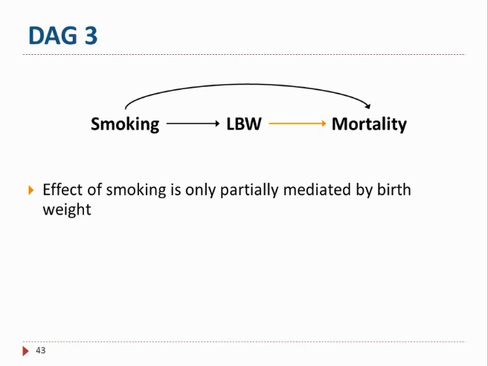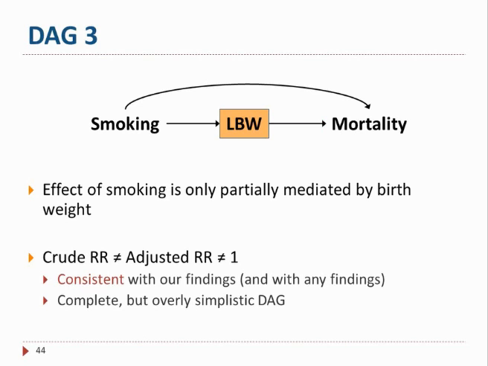So what if we add an arrow here? What if the effect of smoking is only partially mediated by birth weight? So there is some of this where smoking affects low birth weight. Low birth weight is associated with mortality. And there's some direct effect of smoking on mortality. Here, when we adjust for low birth weight, we'll see some effect still of smoking on mortality.